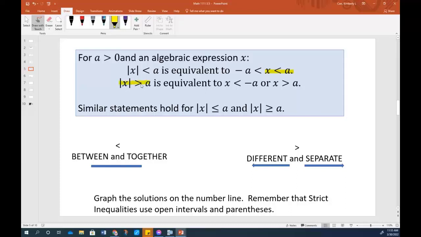See, this says X is greater than A, and one of our statements over here was X is greater than A. But when we use the opposite, when you put that negative in front, you also have to flip that inequality. So you want to flip that over and do the opposite.